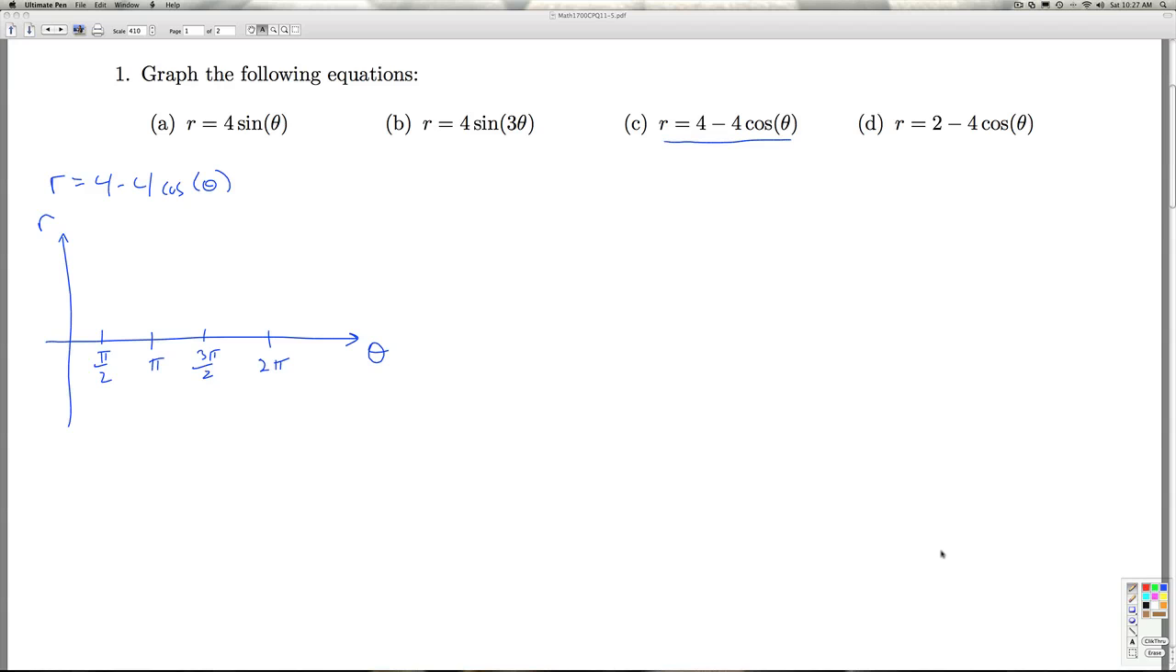And I've got to plug in these things and see what's going to happen. So when I plug in 0, I get 4 minus 4, which is 0. You plug in pi over 2, you get 4 minus 4 times 0, so that gives you 4. At pi, you get 4 minus 4 times negative 1, so that gives you 8. At 3 pi over 2, you're back to 4, and at 2 pi, you're back to 0. So you connect this up, and this is supposed to be a nice cosine curve.